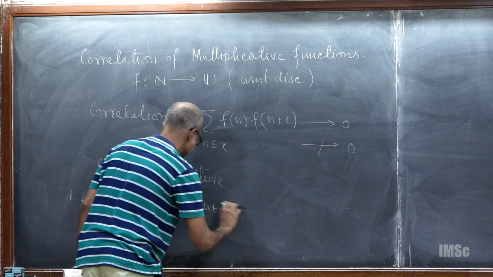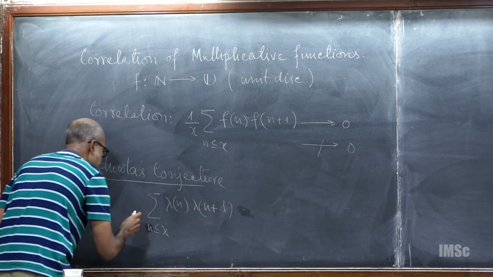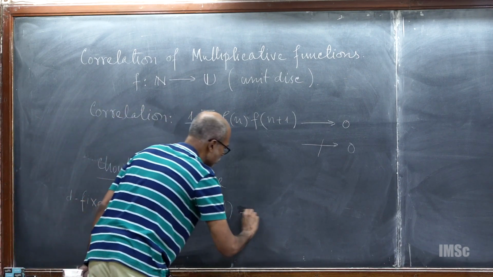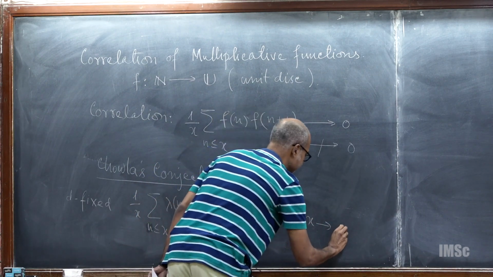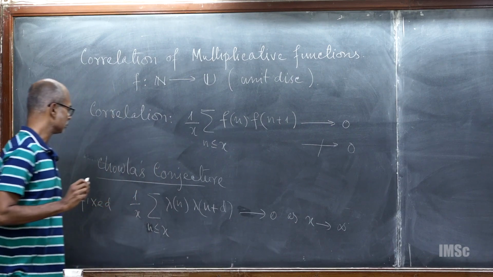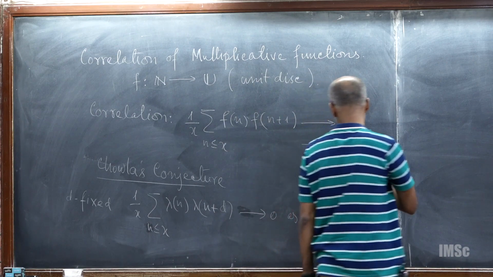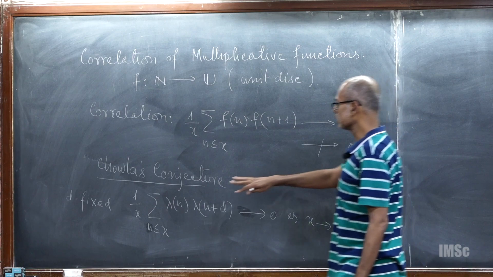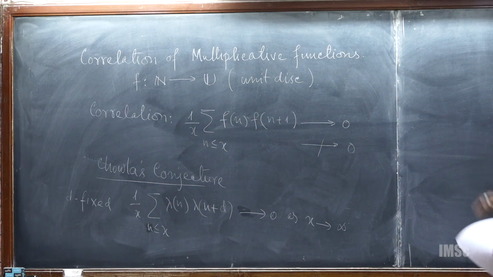And you are saying that this is little o of x. What I mean is that if I divide it by x, then it goes to 0 as x goes to infinity. There are several versions of Chowla's conjecture and generalizations. I would usually refer to this kind of thing as the Chowla-Elliott conjecture, because there were some generalized versions by Elliott.